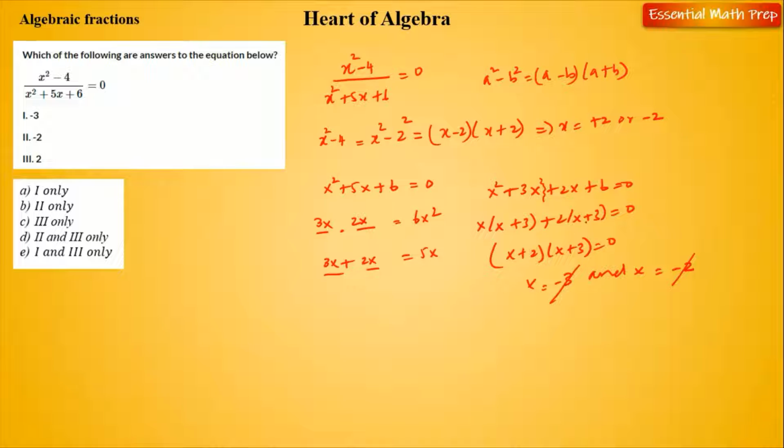If x cannot be negative 2 here, x cannot be negative 2 in the numerator either, right? x just cannot be negative 2. So that means x can only be plus 2. So the answer is 3 only.